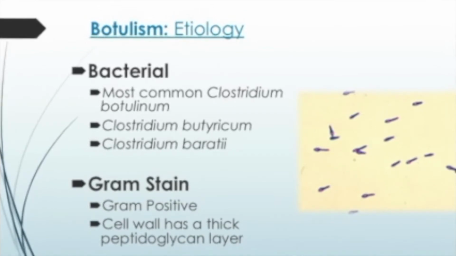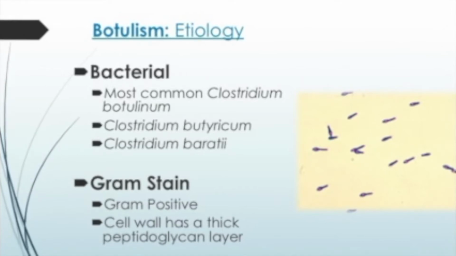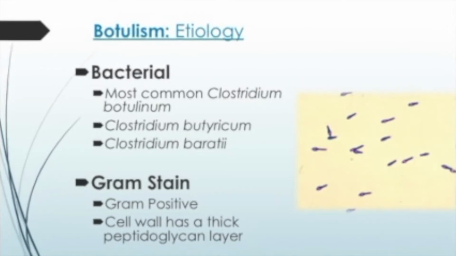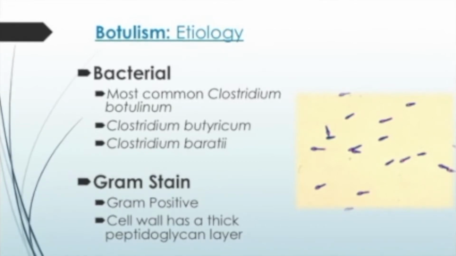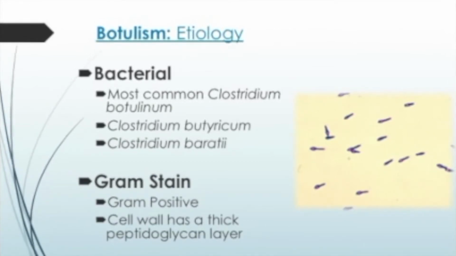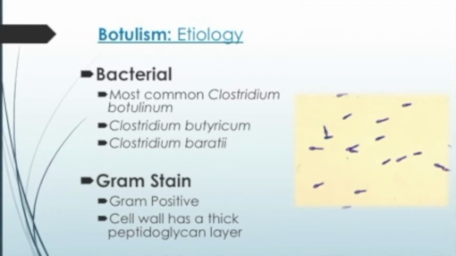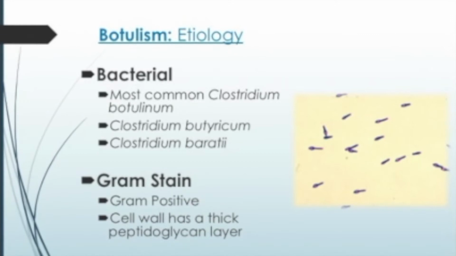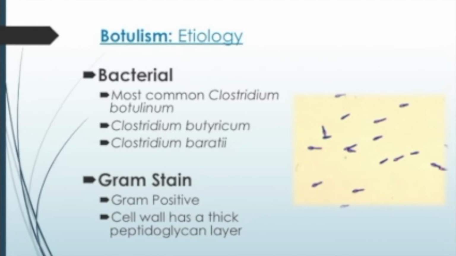Clostridium botulinum is gram-negative. You can tell in the picture on the slide that it's gram-negative because it's stained a dark purple color as opposed to the red that you would normally see if it was a gram-positive bacterium. And so by the gram stain we know that the cell wall has a thick peptidoglycan layer, and that absorbs more of the gram stain, so it's dark purple.